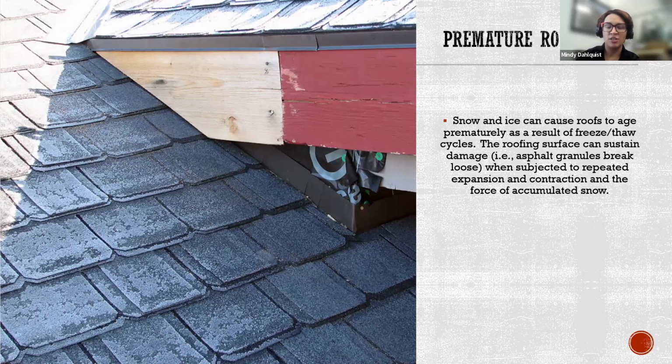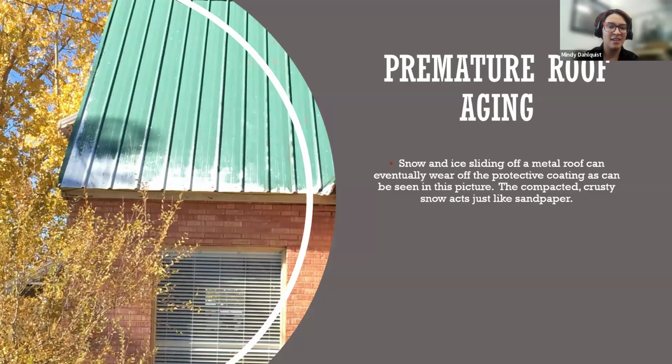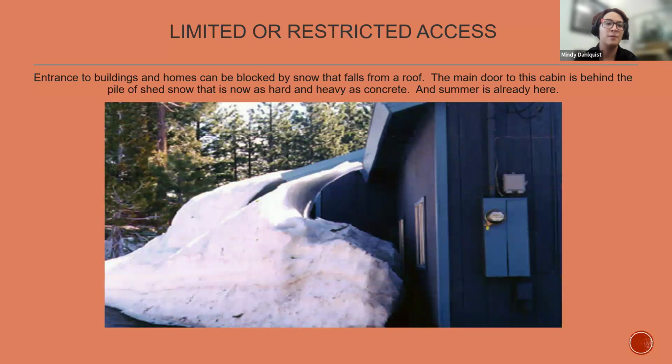Premature roof aging, this is something that can happen with all those freeze-thaw cycles that are happening on that roof. You're subjecting these materials to repeated expansion and contraction, and then just adding the force of that accumulated snow. If that snow slides, it's then pushing those materials. The same thing can happen on your metal roofs. You have a lot of protective coatings oftentimes or paint on those, and you just have that compacted, crusty snow on your roof. And as it shifts or moves, it's acting just like sandpaper on top of those beautiful roofs.